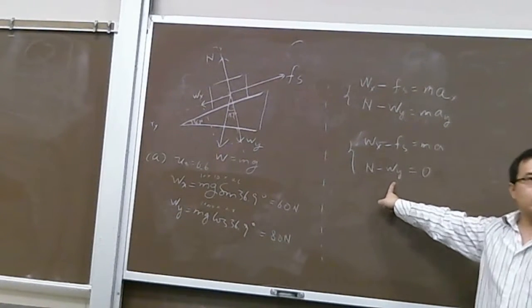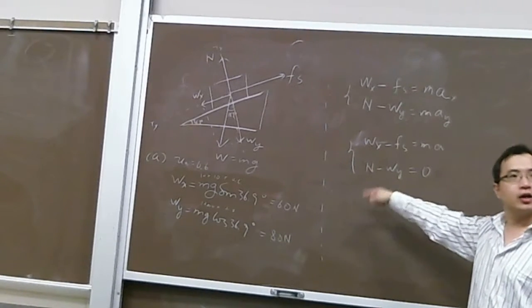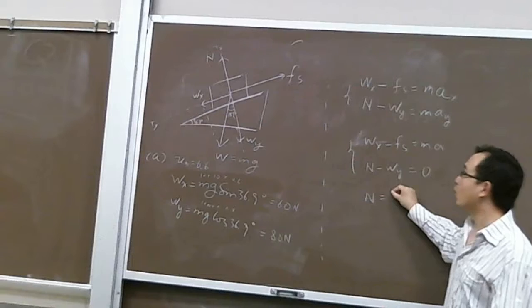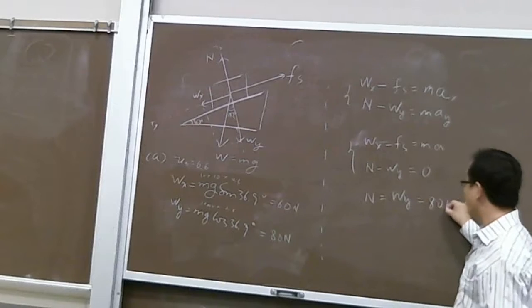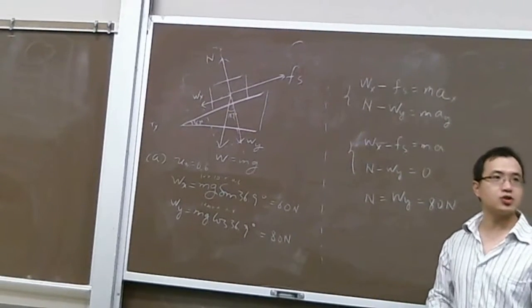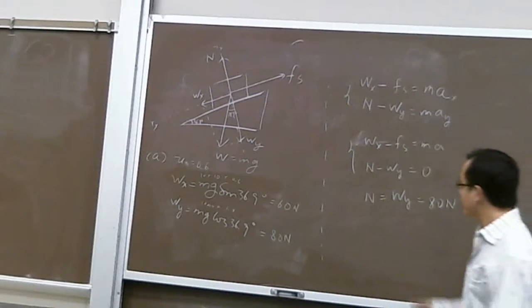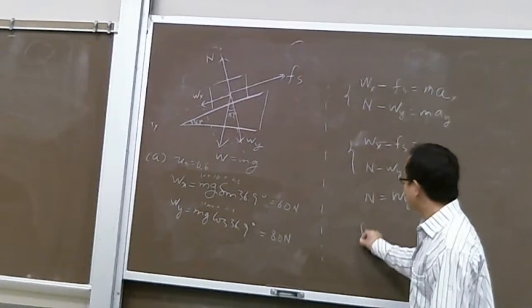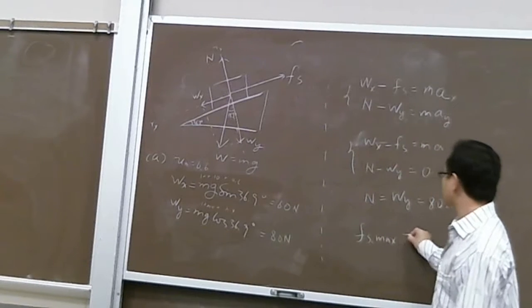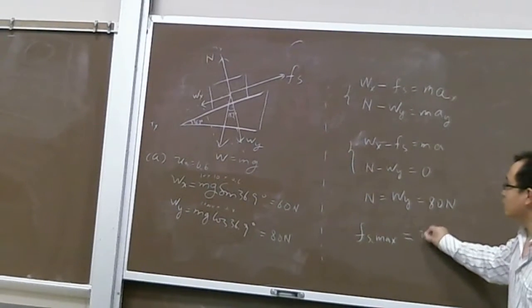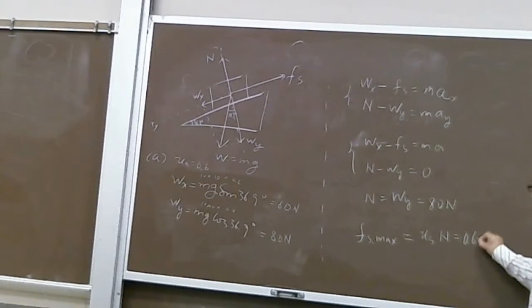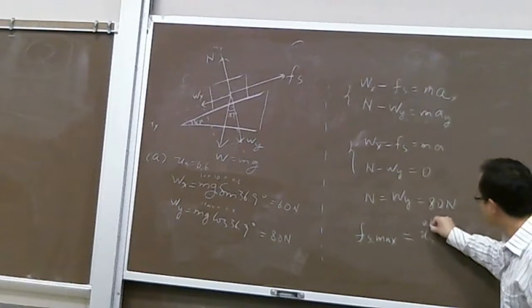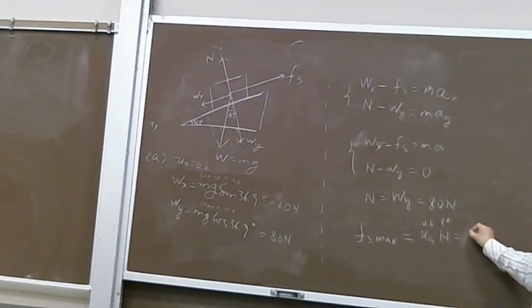So you can see the second equation actually tells you the normal force N is not mg, it's Wy, not W, it's Wy. So it equals 80. So the normal force is not 100, it's just 80. Okay? So then the maximum static frictional force, according to this, should be mu s N, so equals 0.6 multiplied by 80, so 48 Newton.